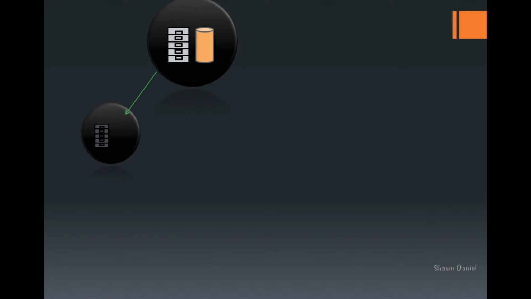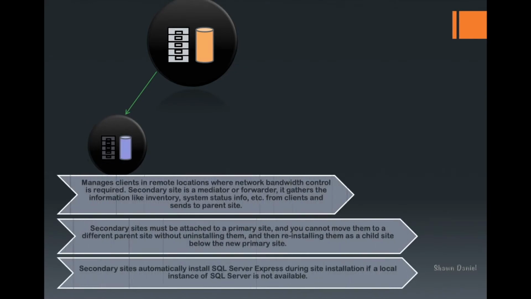Now, what are secondary sites? Secondary sites also have a corresponding database. It manages clients in remote locations where network bandwidth control is required. Secondary site is a mediator or a forwarder. It gathers information like inventory and system status information from the clients and sends to the parent site. Secondary site must be attached to a primary site, and you cannot move them to a different parent site without uninstalling them. Secondary site automatically installs SQL Server Express during site installation if a local instance of SQL Server is not available.